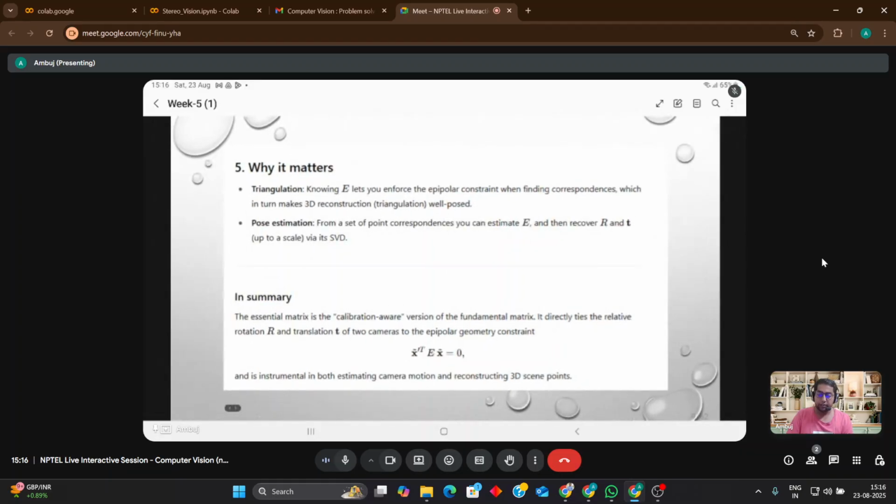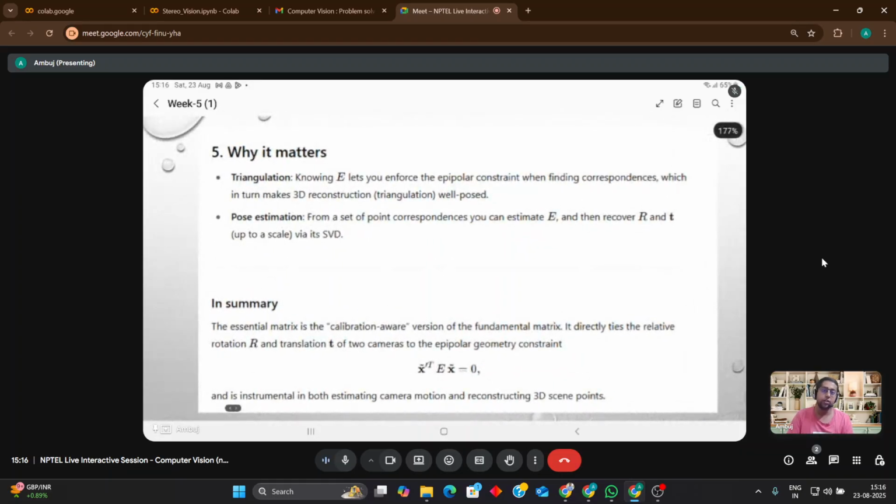Why is it mattering? This is particularly very important. For the past 3 weeks I had been telling you that it is used for triangulation and for pose estimation. How this particular concept is dealt with, I'll show you practically in today's session. Just try to stay with me. I'll tell you how this concept is dealt with and what the practical implications are.